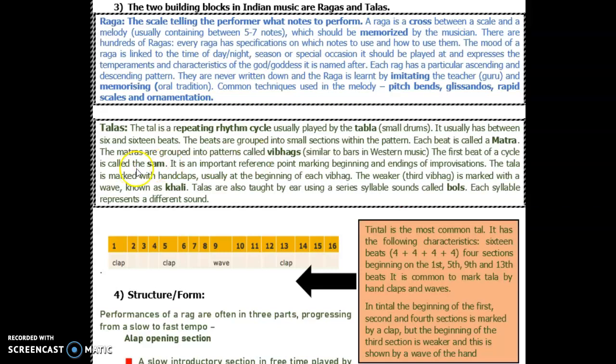The first beat of a cycle is called sam. Okay? It marks the beginning and the ending of improvisations. The tala can also have hand claps at the beginning of each vibhag. And the weaker beat, the empty beat that is only a wave, is known as a khali. And talas are taught, like we saw there with the tabla, with syllabic sounds called bols. And there I have an example. So go through that example as well of the tintal.